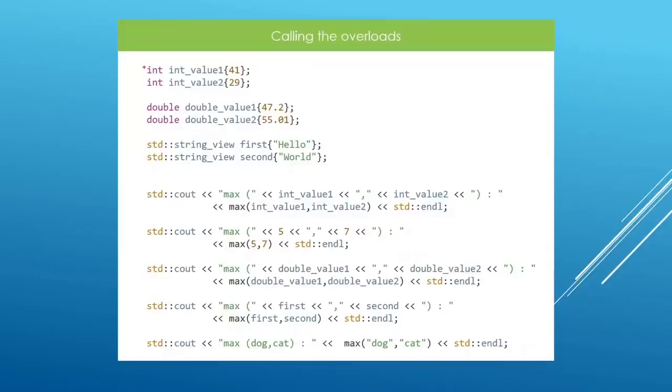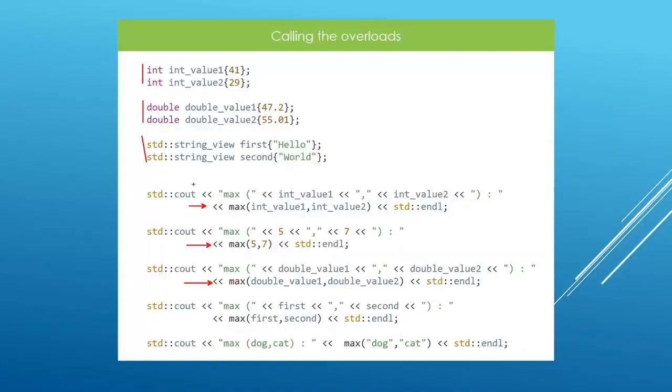We have a few variables declared here. We have int variables, we have double variables, and we have std string view variables. And if you go down here, we are calling our max function, passing in integers. So the overload that takes integers for this max function is going to be called here. Down here, we are passing in integer literals. So this is going to call the int overload. Down here, we are calling the function with double parameters or arguments. So this is going to call our double overload for the max function here.